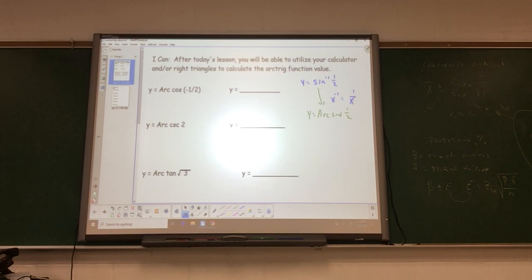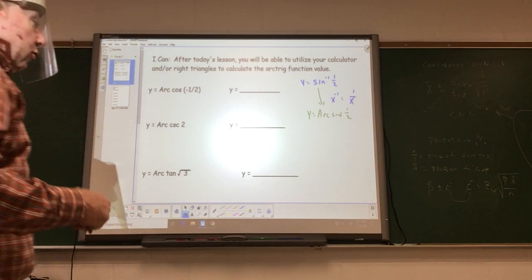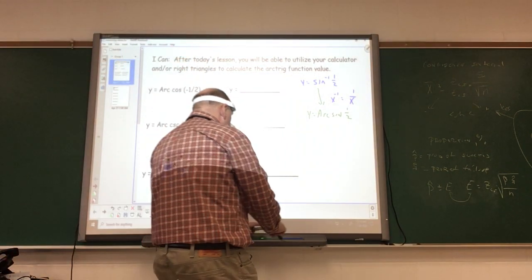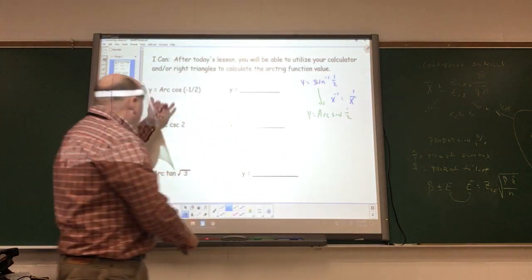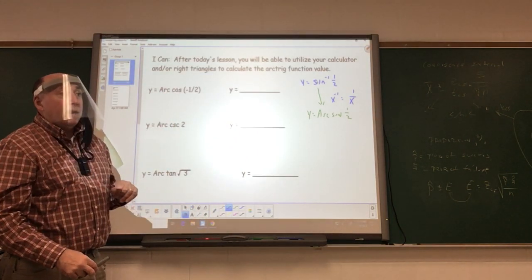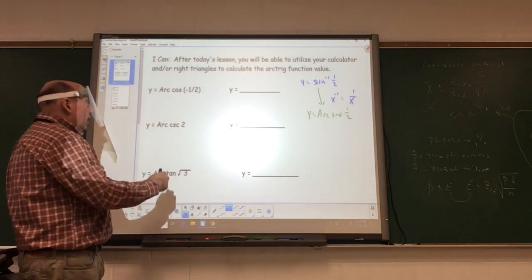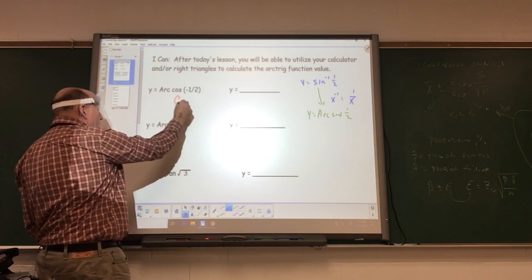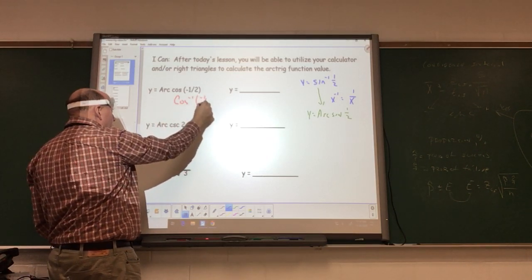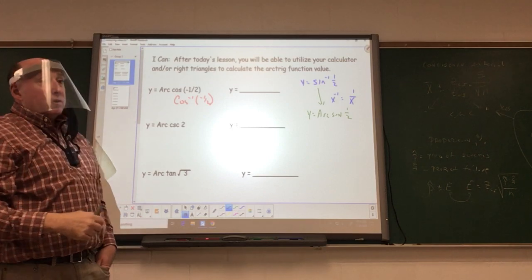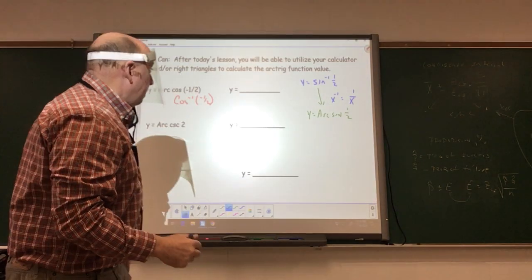Or when you see the arc trig function there, that means to do the inverse trig function. So when I see the arc cosine of -1/2, this means the inverse cosine of -1/2.